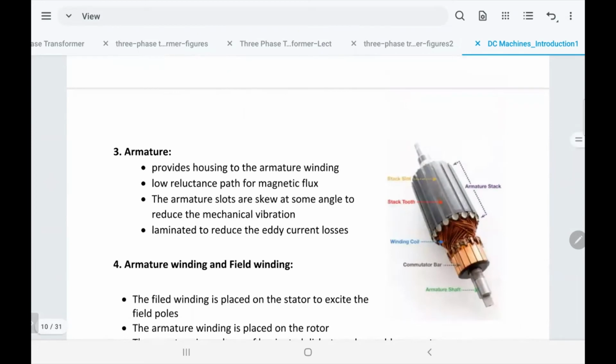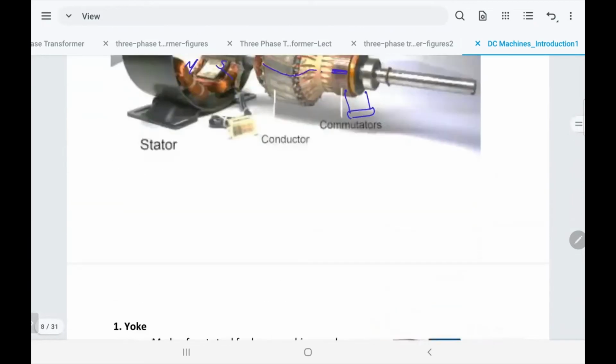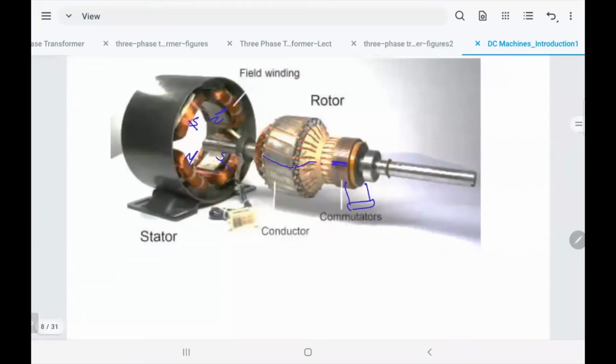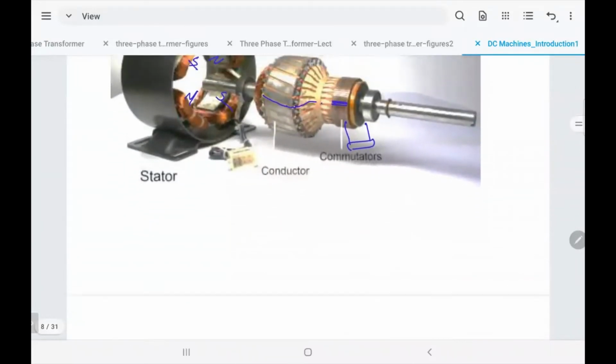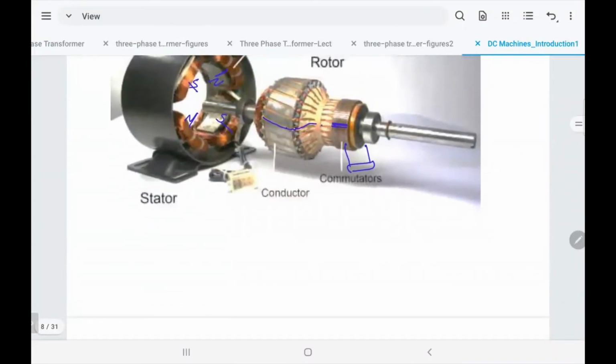Okay, so we covered the DC motor in general. It has brushes, and the brushes are a problem of the DC motor. That's why people thought about the brushless DC motor.